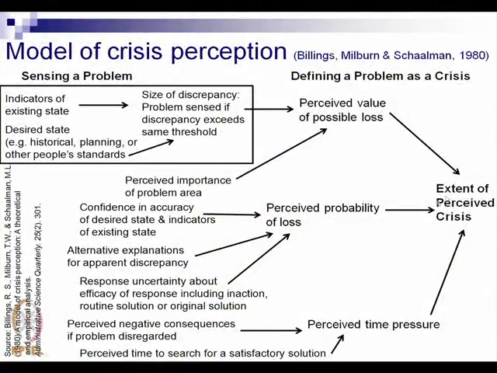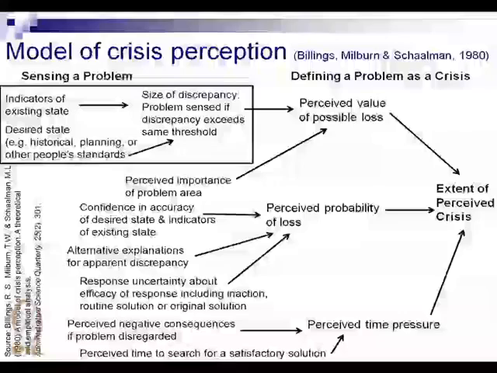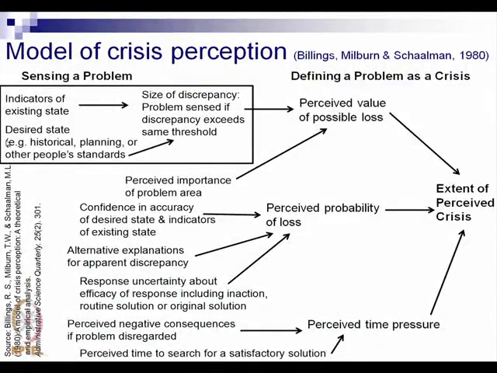All of this, perceived value of possible loss, perceived probability of loss, and perceived time pressure, combines to form the extent of the perceived crisis. This is the crisis I perceive. Now it depends on how big I am as a unit or as a group of people or as an organization. The crisis is first perceived from the point of, if you see, it's all feeling. I sense a problem, I perceive the value of loss, I perceive the probability of loss, I perceive the time pressure, and I decide that it is a crisis based on all of these factors. This is how a mountain becomes a molehill.